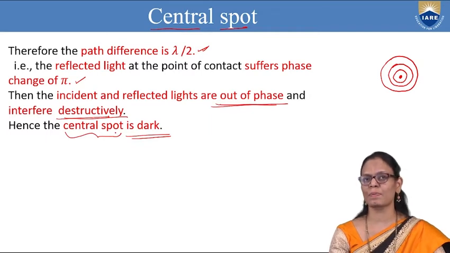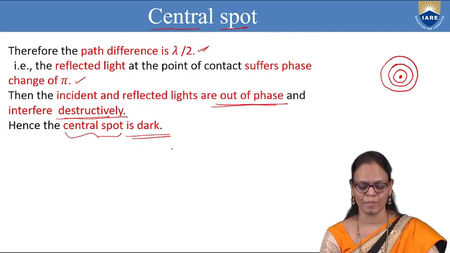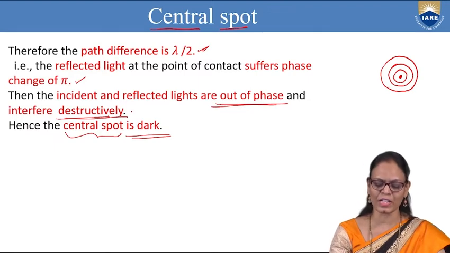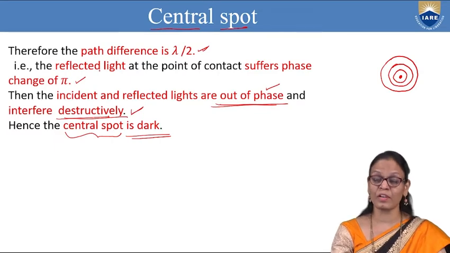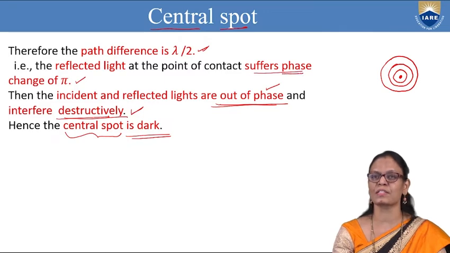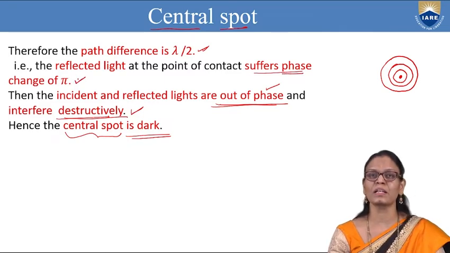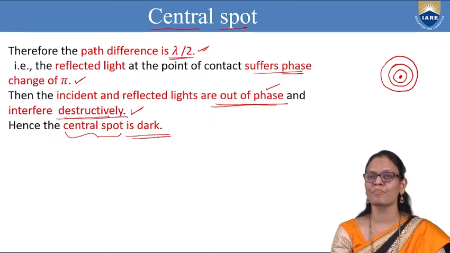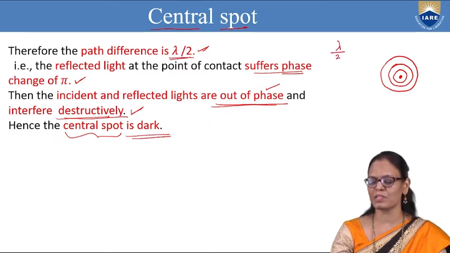So the question we are explaining here is, why is the central spot dark? Because of destructive interference. Why is it destructive interference? Because the two waves are out of phase. Why are the two waves out of phase? Because we are viewing in the reflected light, and at the point of contact, they suffer a phase change of pi while getting reflected back, because the path difference is lambda by 2. For every path difference of lambda by 2, there is a phase change of pi, or for lambda, it is 2 pi. This is what you have to remember.